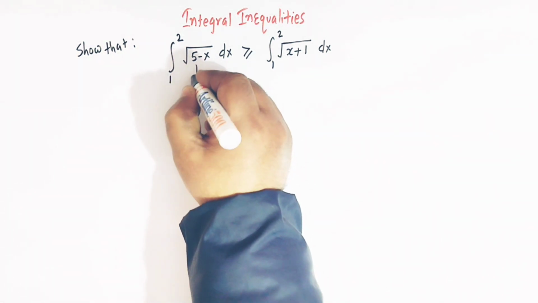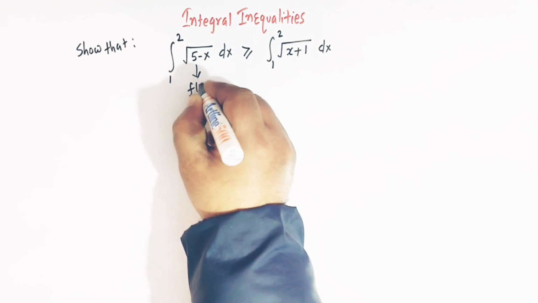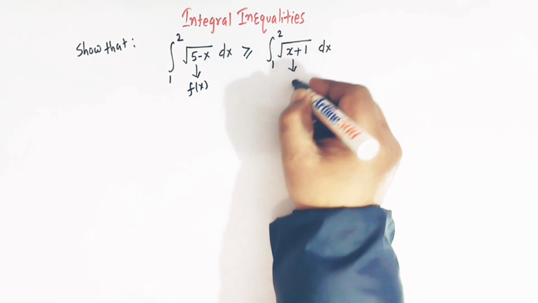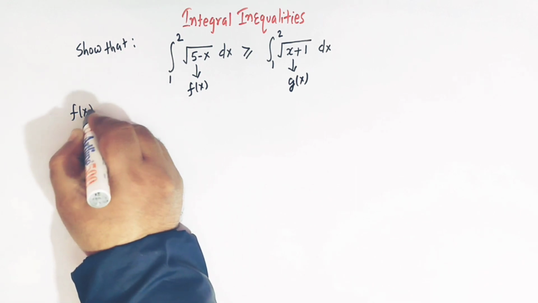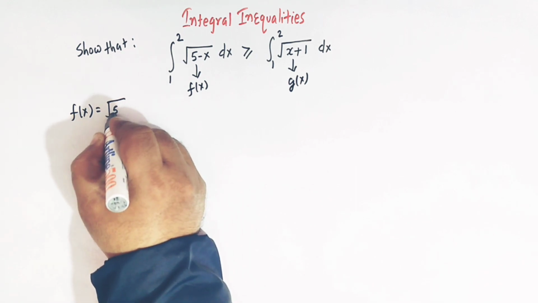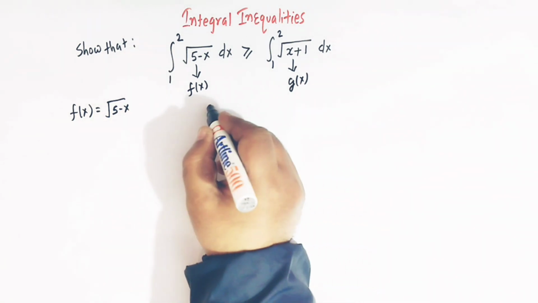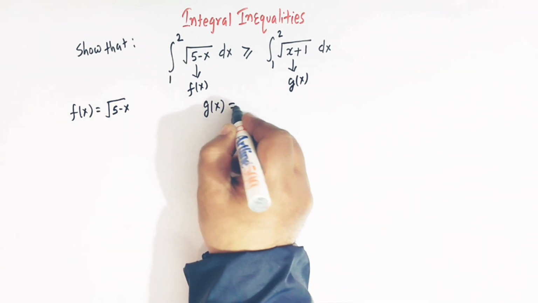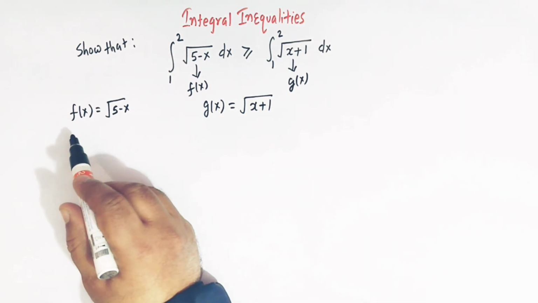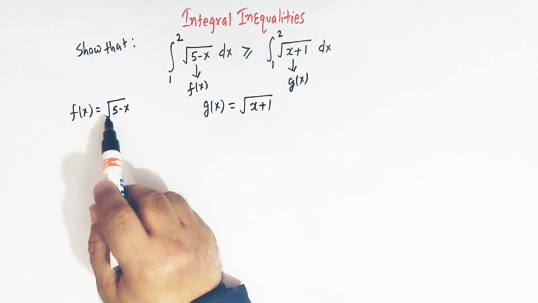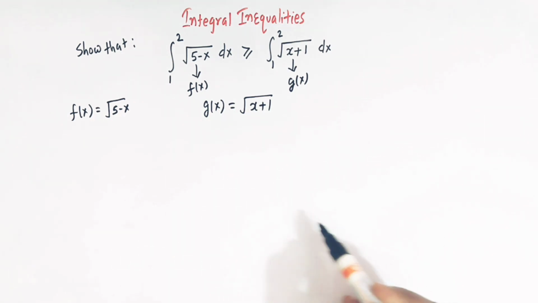So let us take this function as f of x and this function as g of x, right? We'll take f of x as square root of 5 minus x and g of x as square root of x plus 1, and we'll graph both the functions on the same rectangular coordinate system.